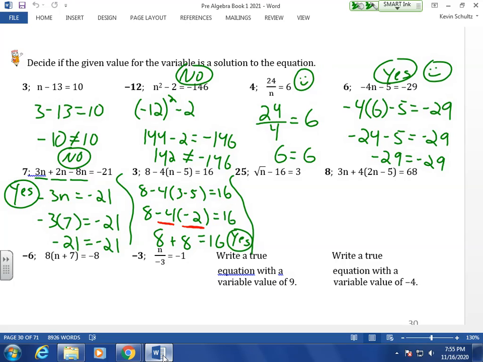The next one, we've got the root of n minus 16. We are going to plug in 25 for n, see if that works. So the root of 25 is 5.